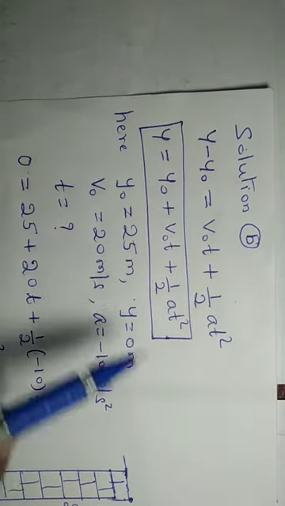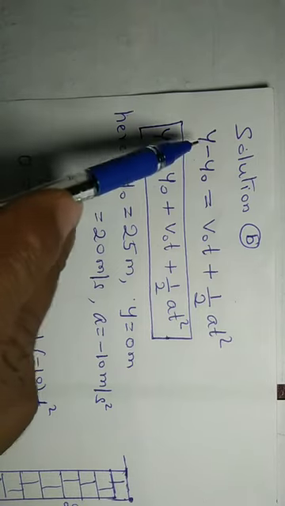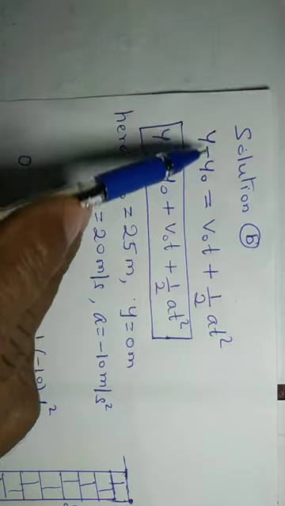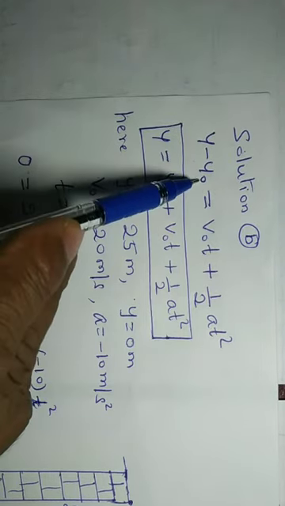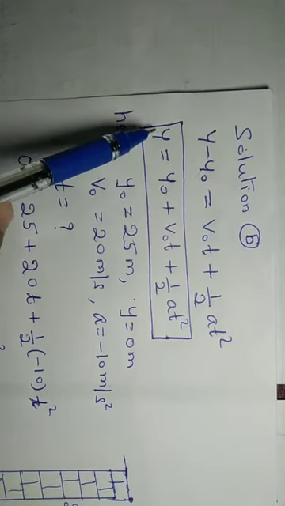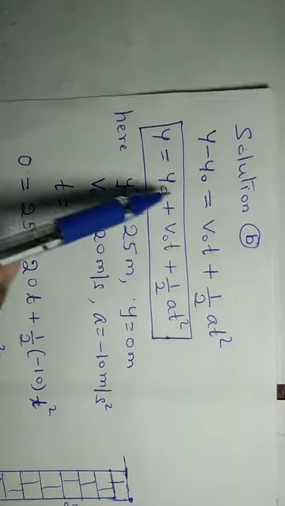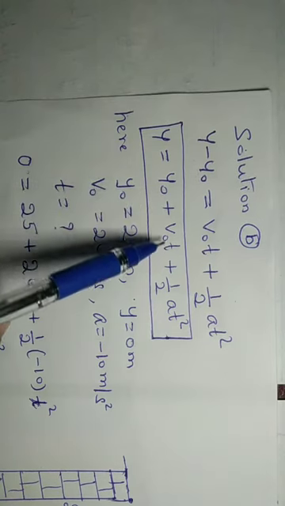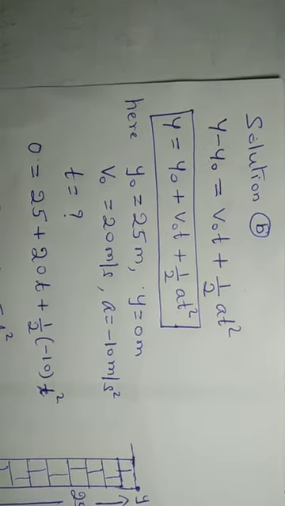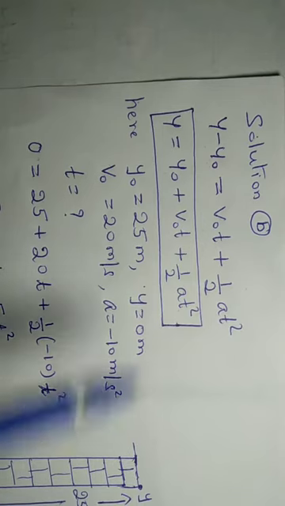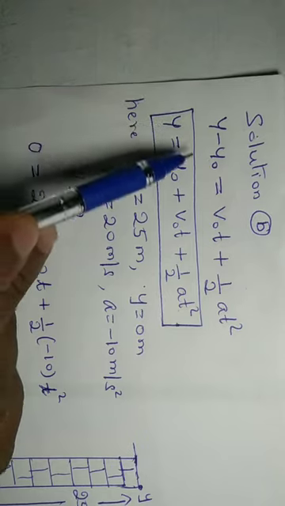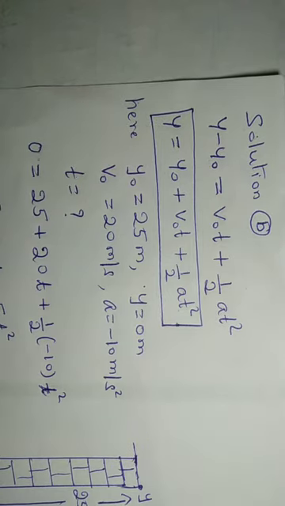But if we take initial and final position, instead of y, we can write y minus y naught. If it is x, we have to write x minus x naught, or y minus y naught. If you bring y naught to the right hand side, you will get y equal to y naught plus v naught t plus half at square. So what is y? Here in this case, y is the final position, y naught is the initial position.